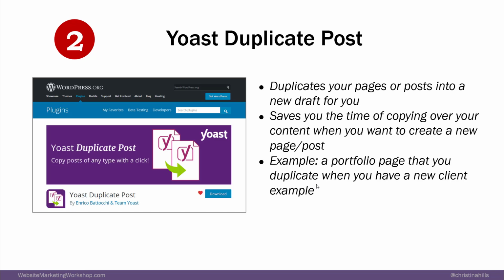And the name of that is called Yoast Duplicate Post. So Yoast SEO has another plugin called Yoast Duplicate Post. It duplicates your pages or posts into a new draft, saves you the time of copying over. And here's a practical example that everybody might be able to use. Let's say you have a portfolio page of an example of clients that you work with. Well, you can use duplicate post when you get a new client example.